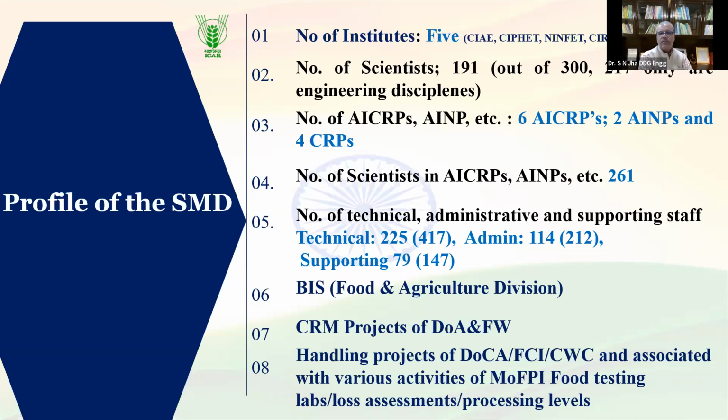Number of scientists in AICRP and AINP together is almost 261. Number of technical and administrative supporting staff: in brackets is the sanctioned post, and before the bracket is the filled post. Administration 114, technical 225, and supporting 79 out of 147.